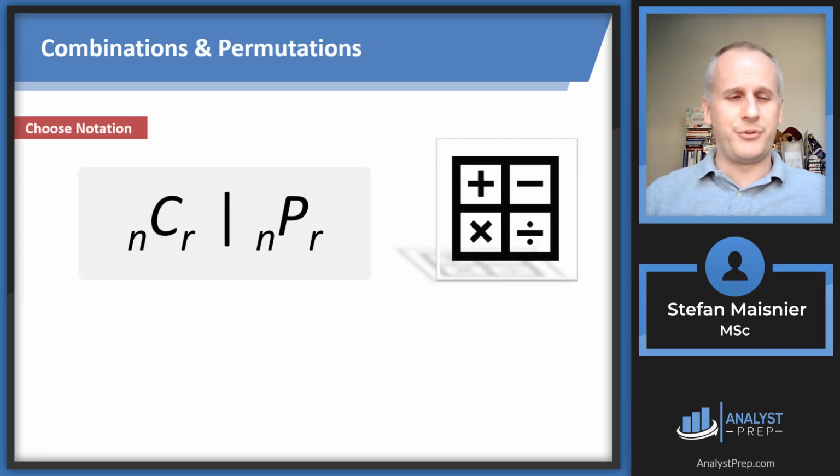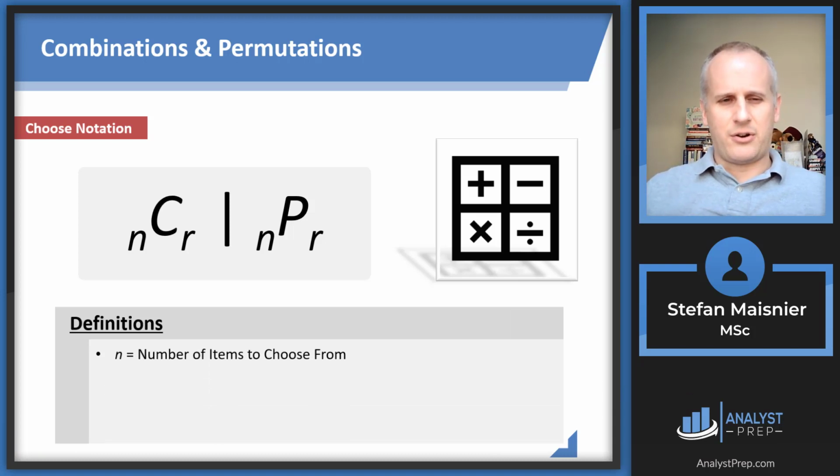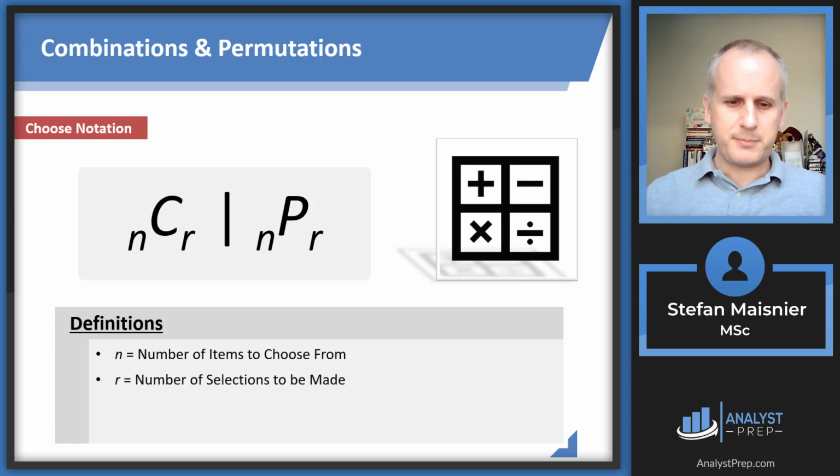So then we will turn over to what you may or may not recognize, which is choose notation. So what is choose notation? Well, first, we've got to understand what these little n's and r's mean. So the n means the number of items to choose from. So that is the number of values or number of items that are in the collection that we just mentioned. R is the number of selections to be made. So you might have folks say n choose r, or 5 choose 6, or 5 permutation 3, those sorts of things. So that's where the nomenclature comes from.